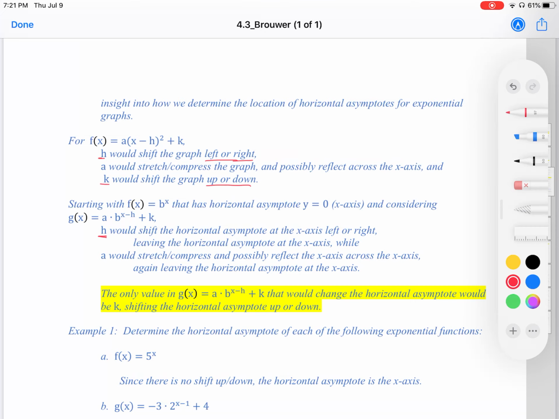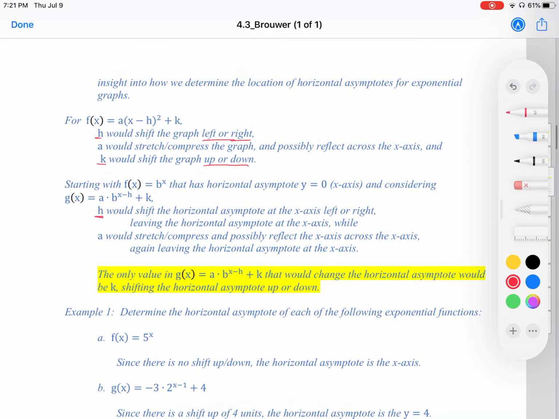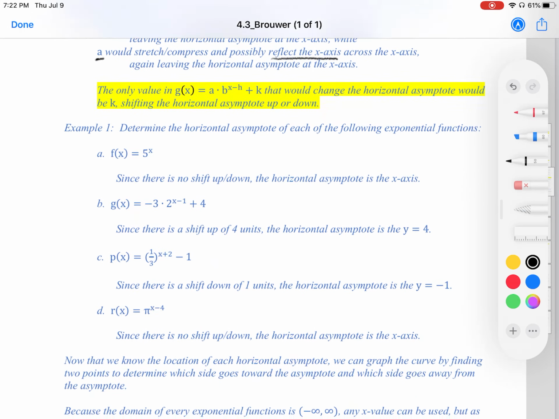I think they mean k. K would shift the horizontal axis left or right, leaving the horizontal. No, that's right. I just don't like that wording of a horizontal asymptote. H shifts your graph left or right. A would stretch or compress and possibly reflect across the x-axis, leaving the horizontal asymptote at the x-axis.